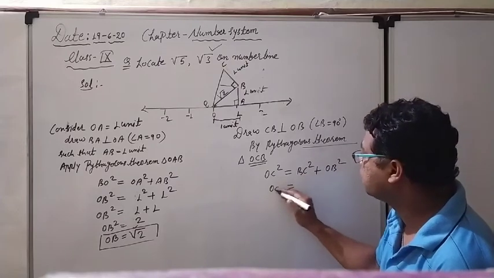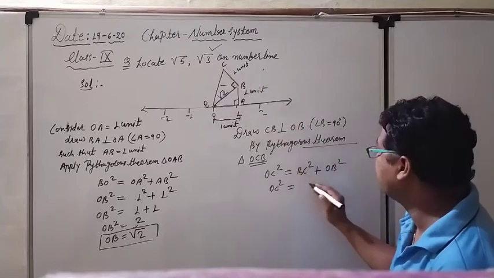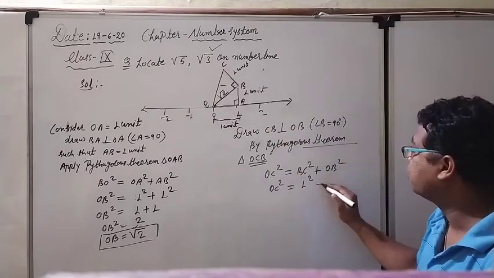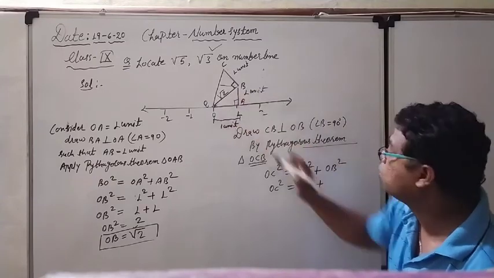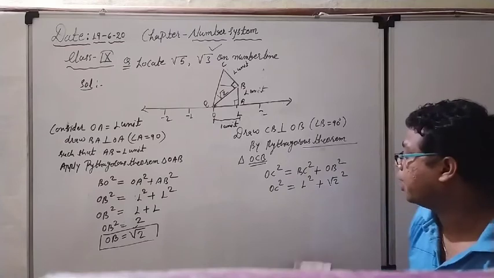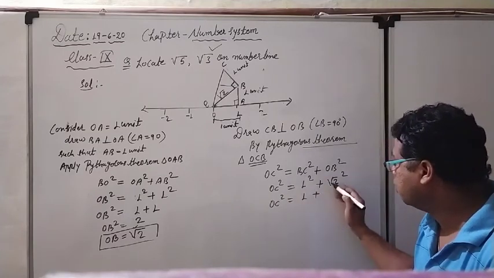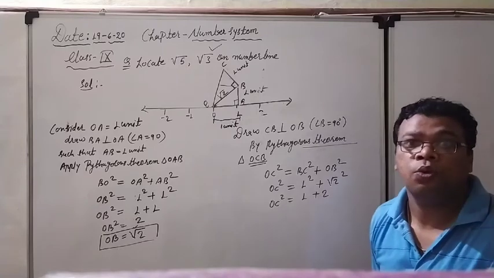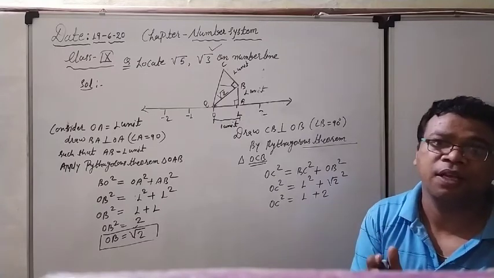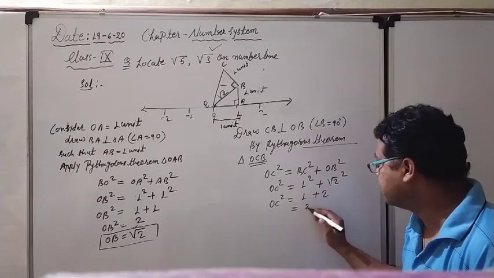You can see OC square we have to find out. BC is the perpendicular, that I know because I have drawn it 1 unit. And after that, what is the OB? Root 2. Already we have got root 2 square. Right now see what is the logic here. OC square is equal to 1 square, meaning 1, plus root 2 square, meaning 2, because root 2 into root 2 make a pair, they complete their pair and come out of the square root. So 2 plus 1 is equal to 3.